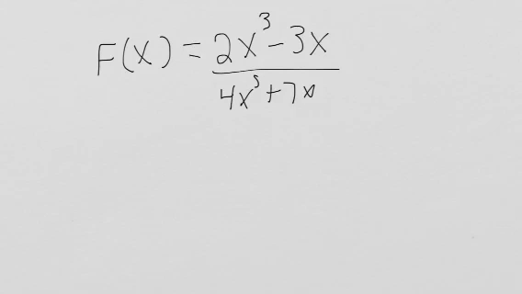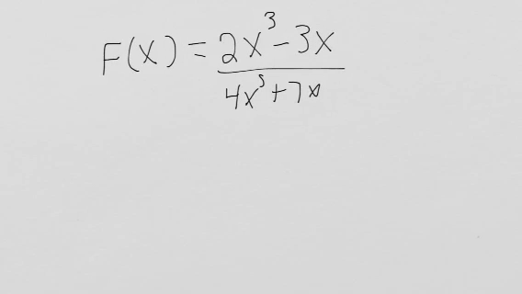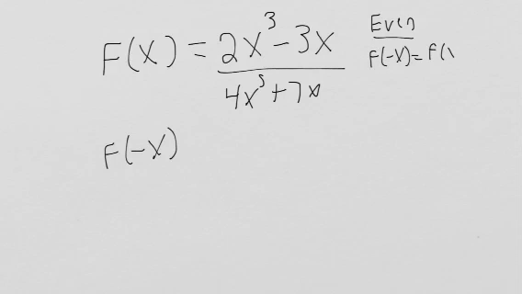Okay, so function parity. We want to show if this is either even or odd or neither. So what we do is we say, let's plug in negative x. Let's remind ourselves of the definition of even or odd. Even means that if we plug in negative x, we should get the same output as if we plug in x. So when we plug in x, our output is 2x cubed minus 3x over 4x to the fifth plus 7x. That is our output.